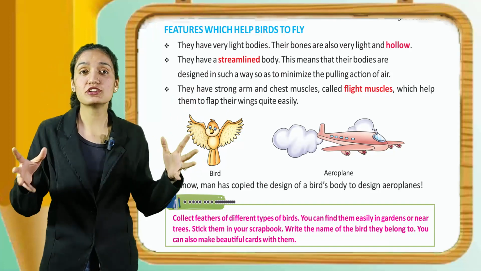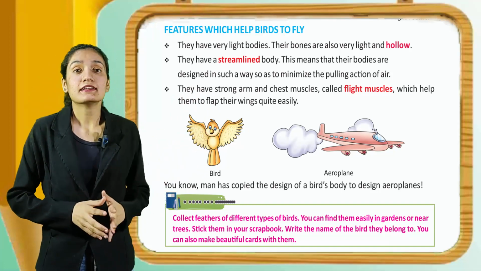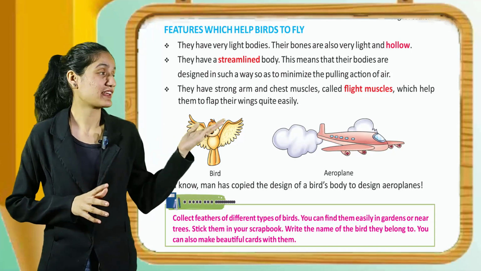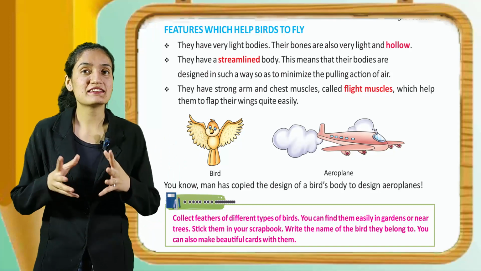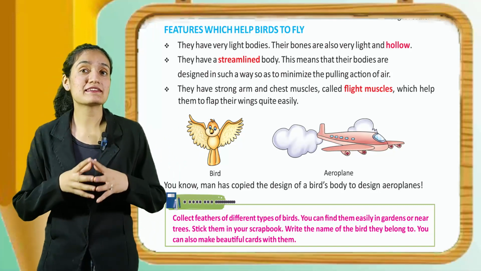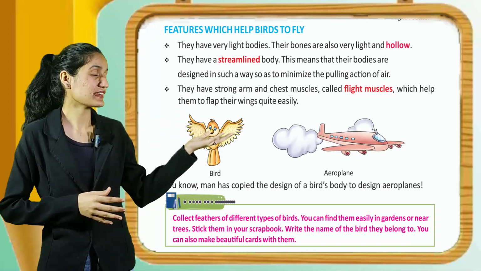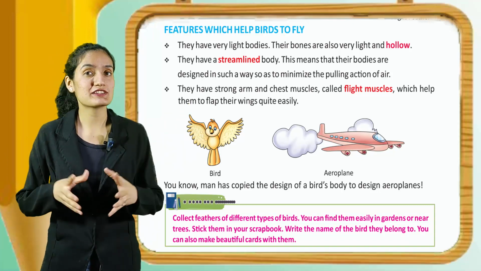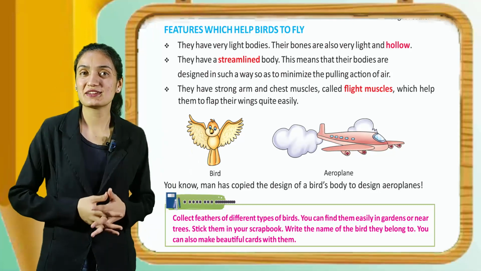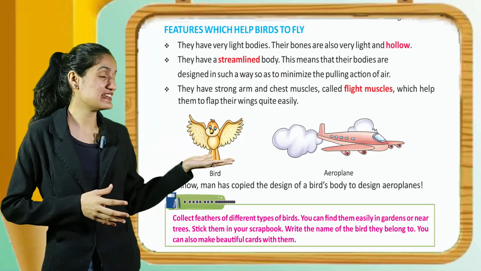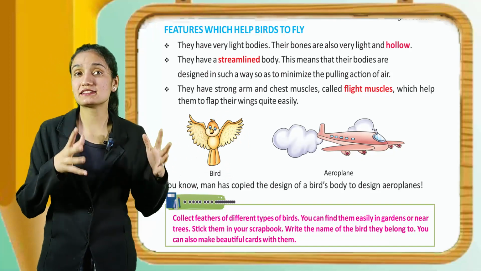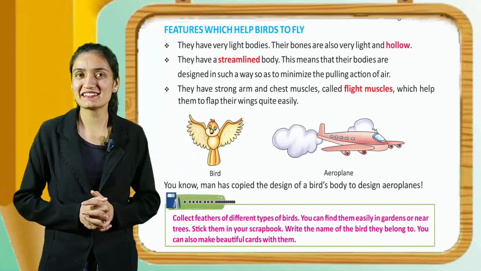Now, features which help birds to fly. They have very light bodies. Their bones are also very light and hollow. They have a streamlined body. This means their bodies are designed in such a way as to minimize the pulling action of air. Next, they have strong arm and chest muscles called flight muscles, which help them to flap their wings quite easily. You can see a bird and an aeroplane. You know, man has copied the design of a bird's body to design aeroplanes.